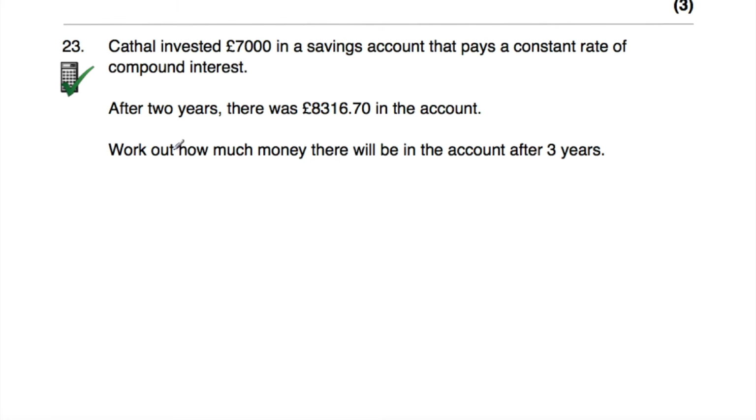Okay, so let's use our formula: initial, which is £7,000, multiplied by the multiplier. Now we don't know the constant rate of compound interest, so I'm just going to call it y. We've got times y to the power of time. So it's invested for 2 years, so to the power of 2, and that's equal to £8,316.70. So that's fantastic.